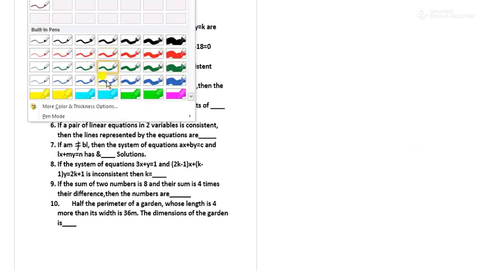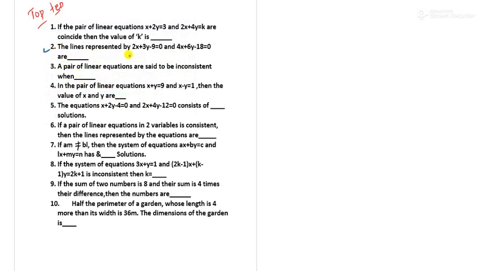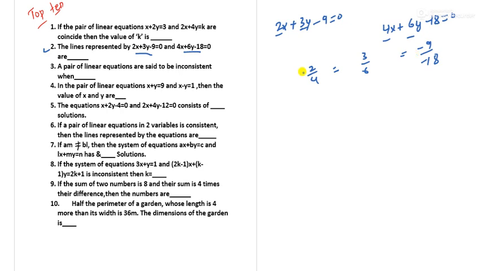So our second question is given as, the lines represented by this and this are, so they have asked about the lines. So once again I will write 2x plus 3y minus 9 equals 0 and 4x plus 6y minus 18 equals 0. So 2 by 4, let me do it directly. 3 by 6, okay, a1 by a2, b1 by b2, and here it is minus 9 by minus 18. So if you solve them, you will get 1 by 2, 1 by 2, here also 1 by 2.